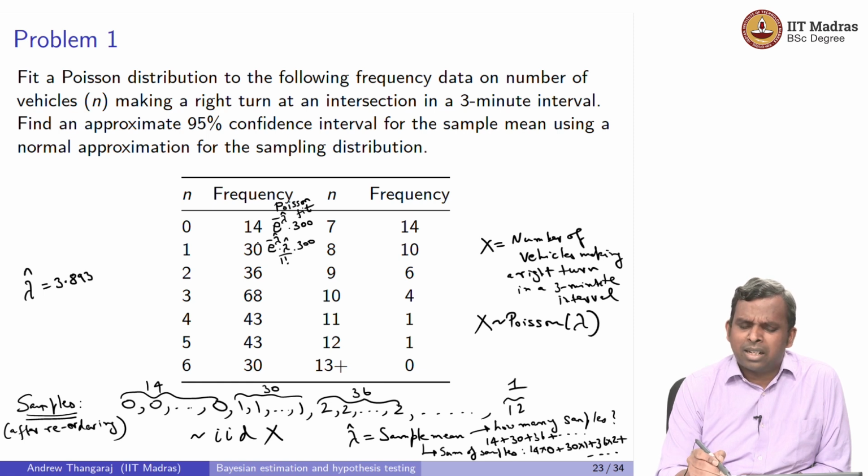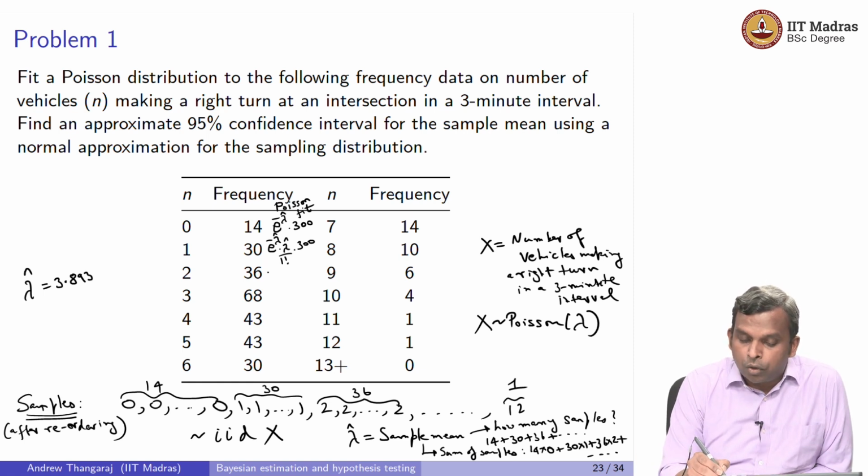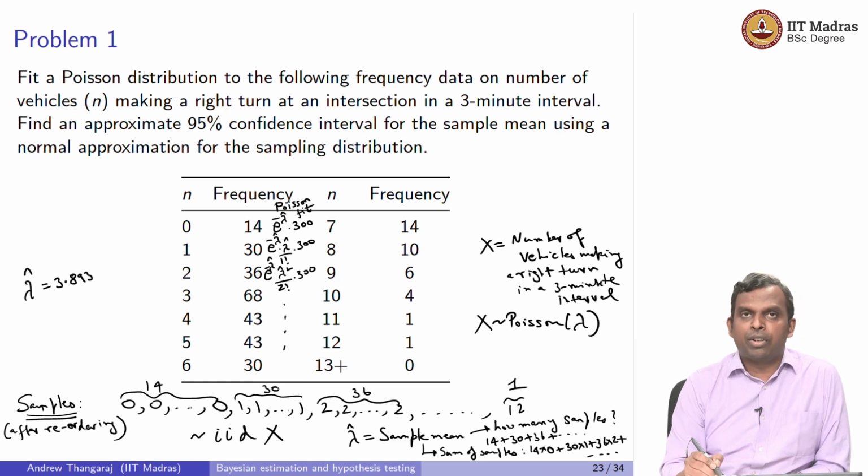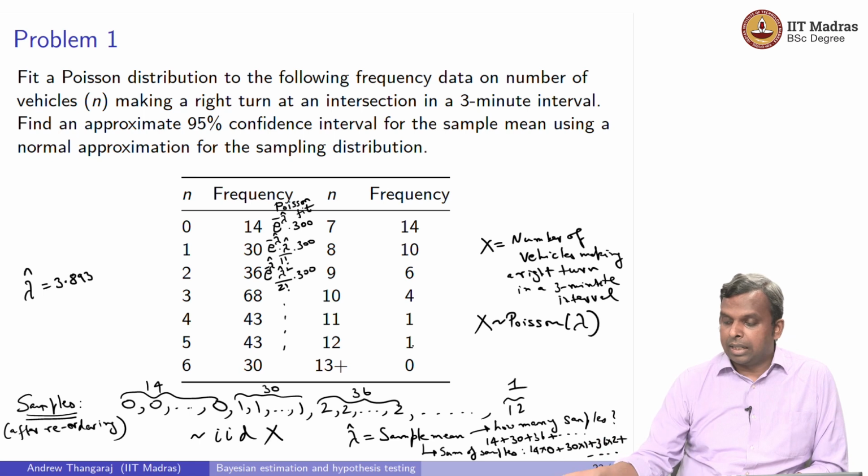Why am I multiplying by 300? Because this is a count over 300 such samples, right? So this many samples we had. For 2 again it will be e power minus lambda hat times lambda hat squared by 2 factorial, times 300, and so on. You will get these Poisson fit numbers, and these will be reasonably close to the actual frequency that we have seen. Okay, so you can check that also.